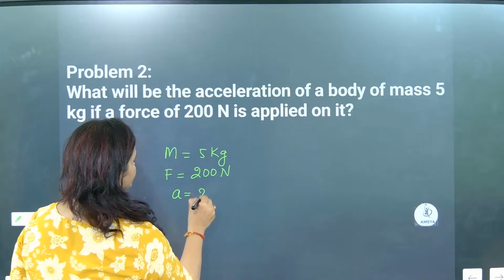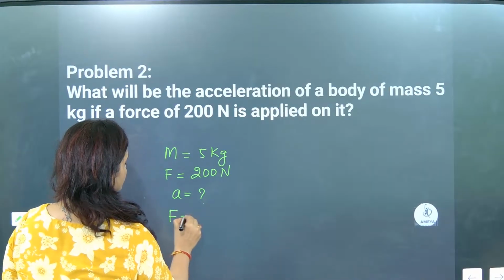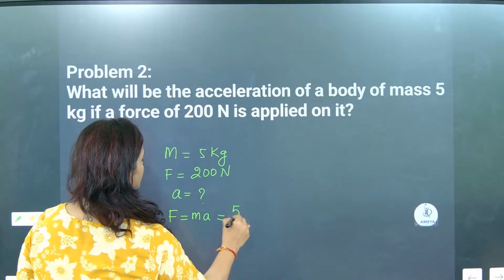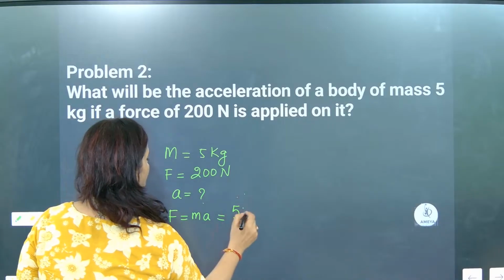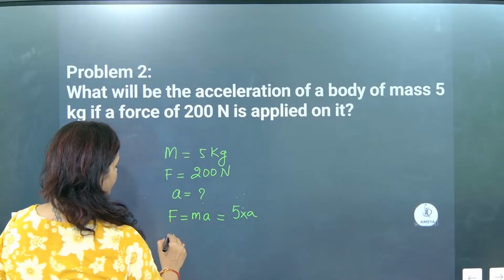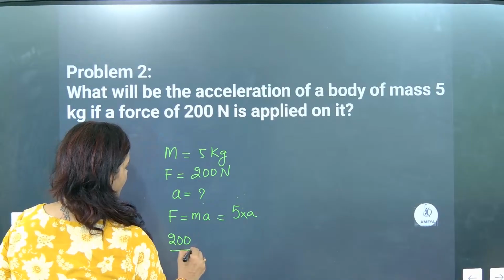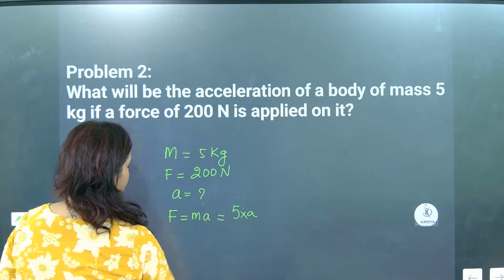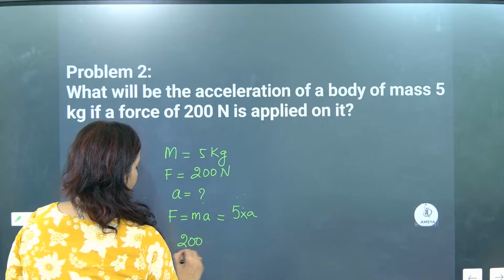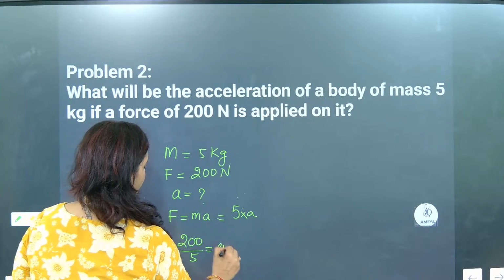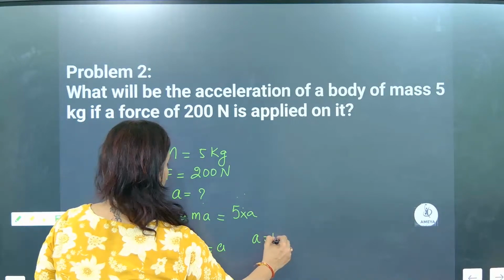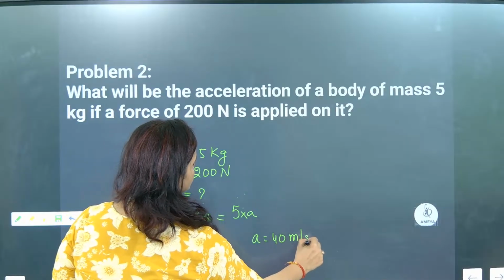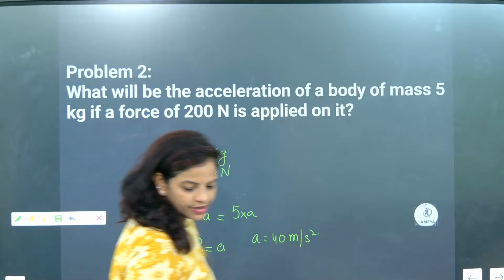What is acceleration? We know that force is equal to mass into acceleration. So 200 is equal to 5 into A. Our force is given as 200, so 200 divided by 5 is equal to A. So A is equal to 20 meter per second square acceleration.